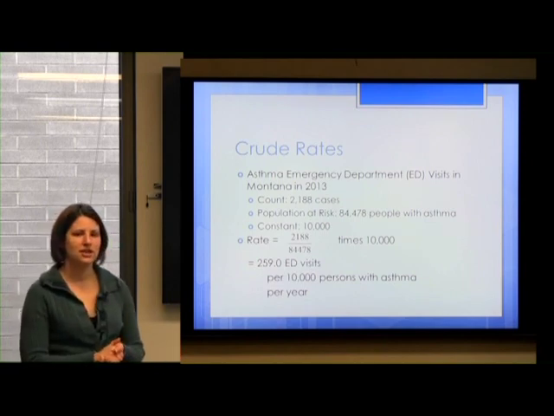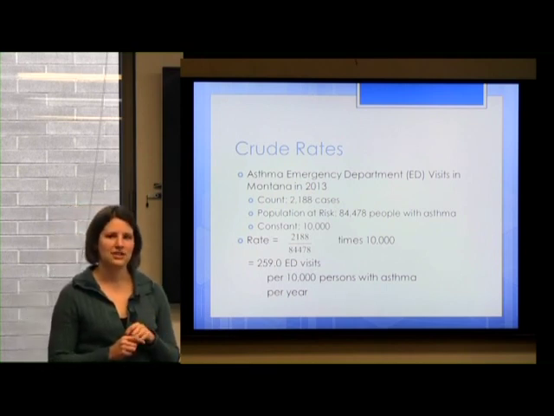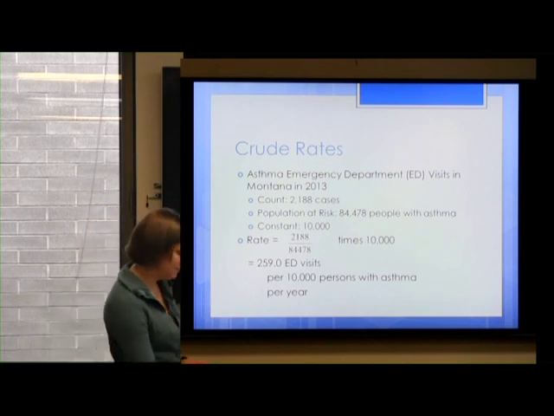So the per year is important. A lot of times we leave that out, but it is an important thing to note, because that's one of the things that really differentiates rates from other kinds of measures that we do.